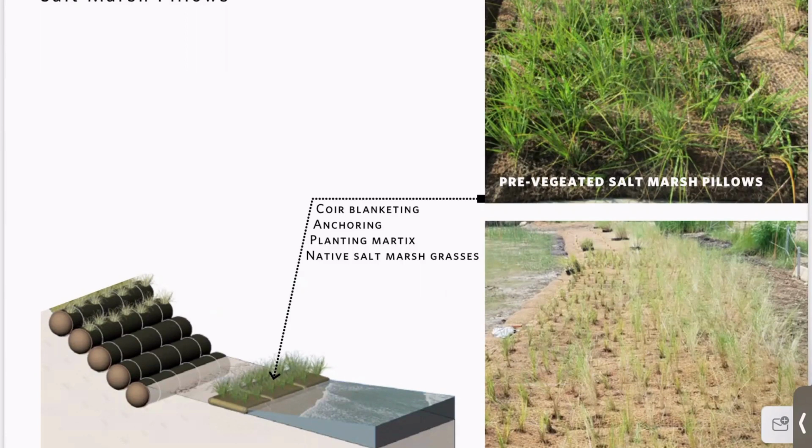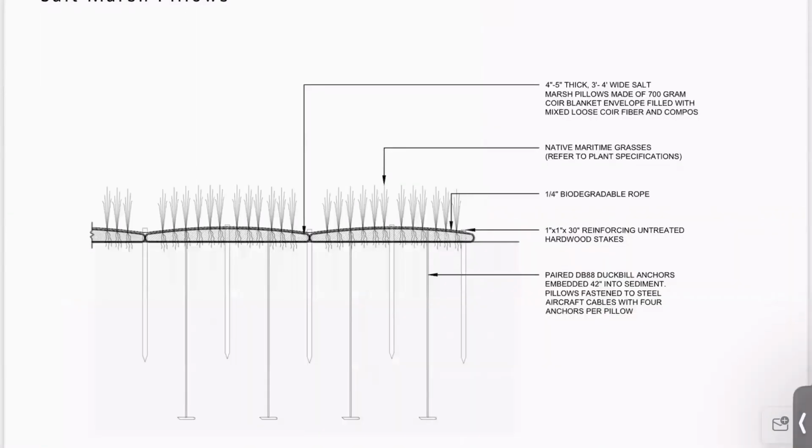So we've developed a pretty, again, this work started well over a decade ago, and we've been advancing it every year. This is just, again, sometimes I like to show things in cross section. Please don't feel like you have to read the fine print, but this is what it looks like in section. We have different ways of anchoring. Sometimes we just use wooden stakes. Sometimes we use the same duckbill anchors with steel cables.